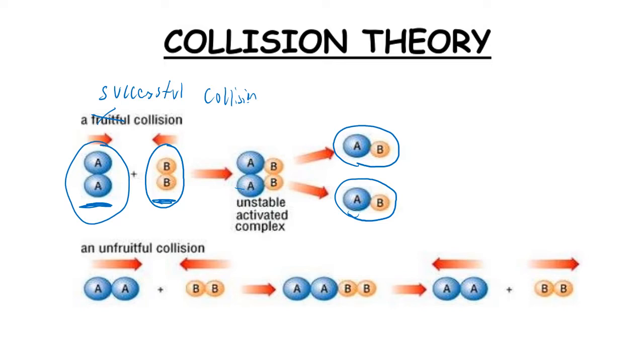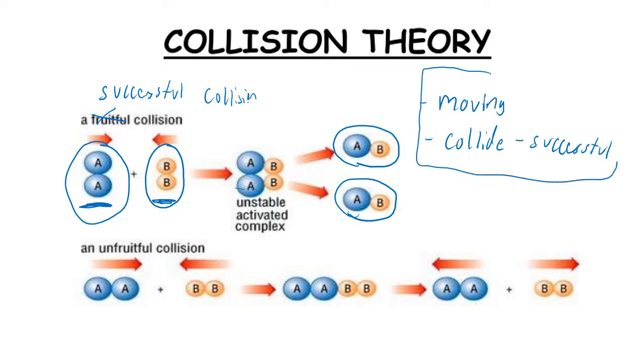For that to happen, what must they do? They must be moving. If they're moving, they are then able to collide. But that collision must be successful. It needs to have enough energy to actually work and not just bounce off each other. I'm going to ask whoever's covering the lesson to pause it and give you time to write down the basics of what collision theory means for any chemical reaction.